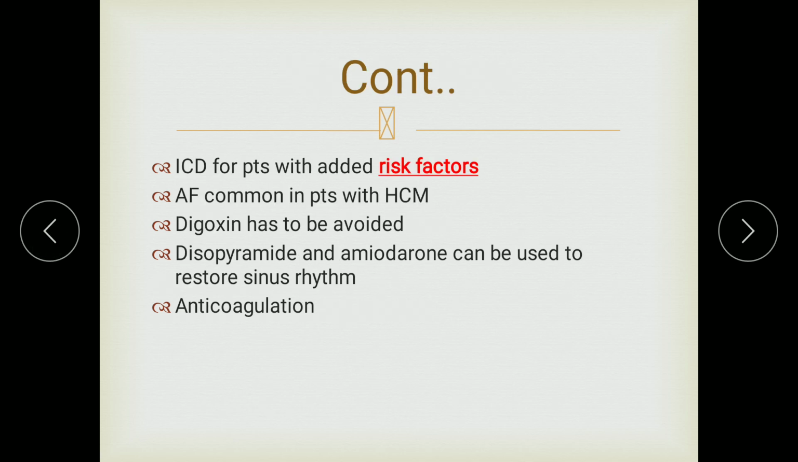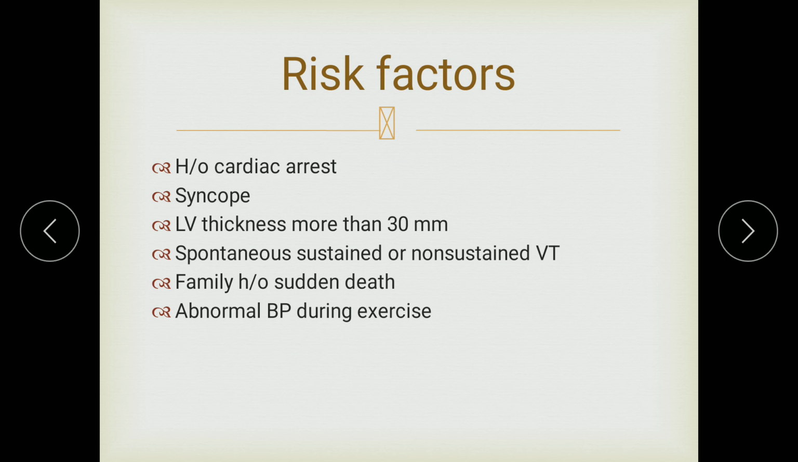We saw that ICD is needed for patients with added risk factors. The added risk factors are patients who have a history of cardiac arrest or who had an episode of syncope which is not attributable to some other causes, and when the left ventricular thickness is more than 30 millimeters, and the patient has developed either a non-sustained or sustained ventricular tachycardia, and the patient has a family history of sudden cardiac death and abnormal BP response during exercise. Normally during exercise our BP increases, but in these patients BP will not increase during exercise, and these are the risk factors. If these risk factors are present in a patient, we can consider ICD.